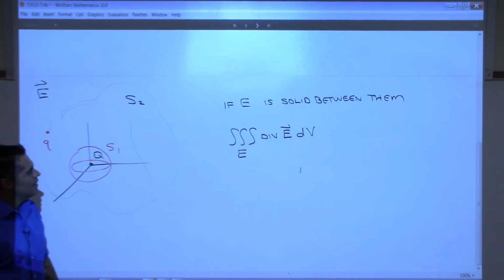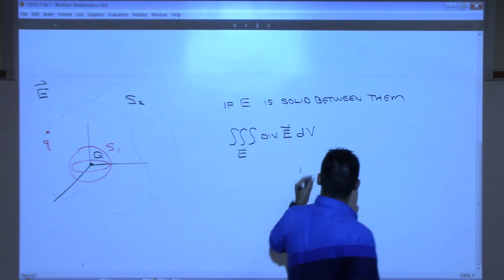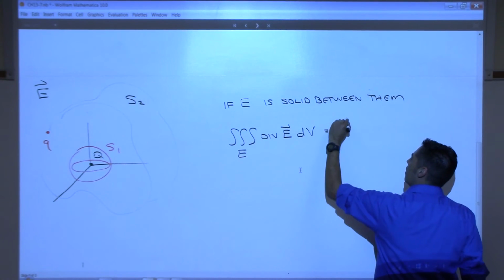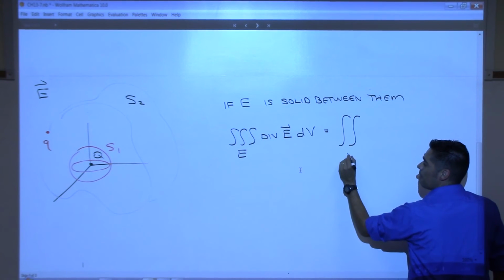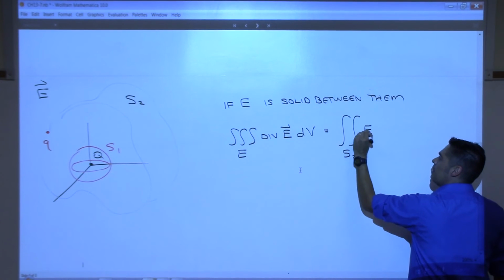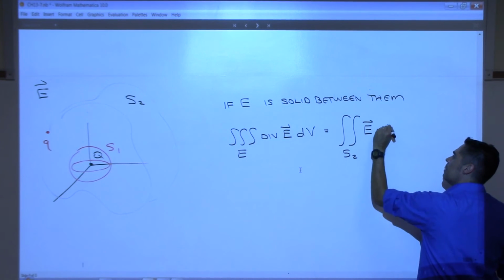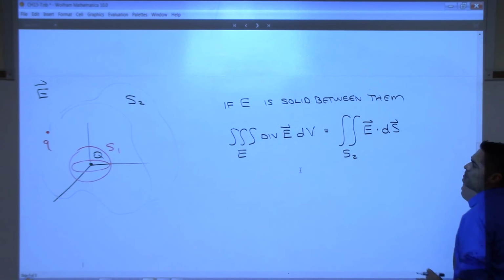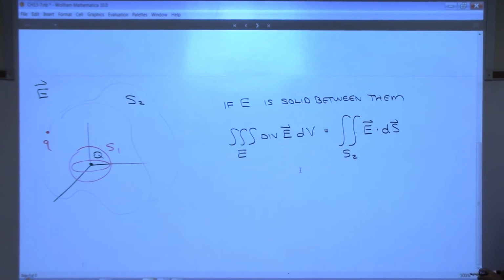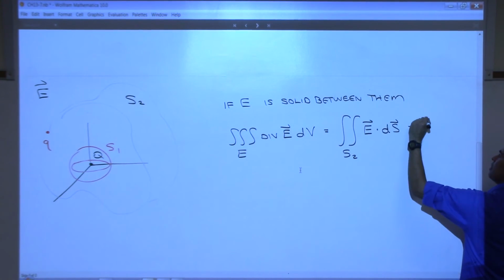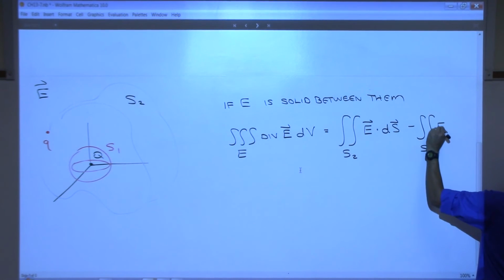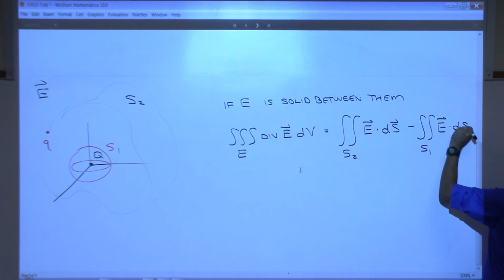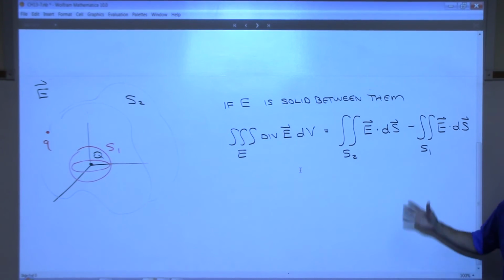Okay. All right, so this should be equal to what? The surface integral over S2 of E dot dS. It's still with respect to surface area, so dS. Then what? Minus the surface integral over S1 of E dot dS. We still good?